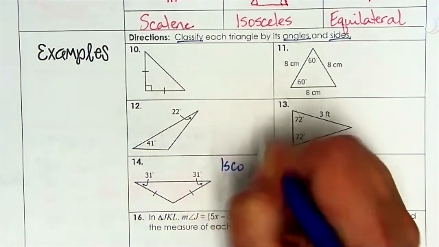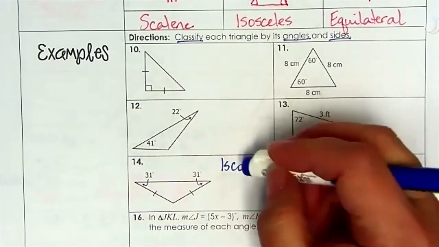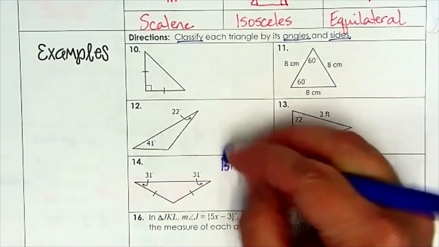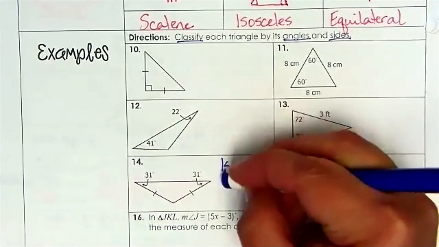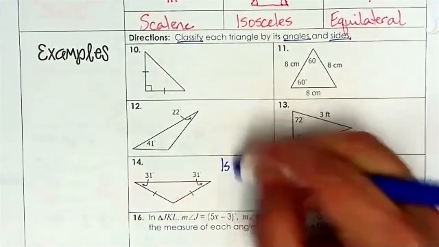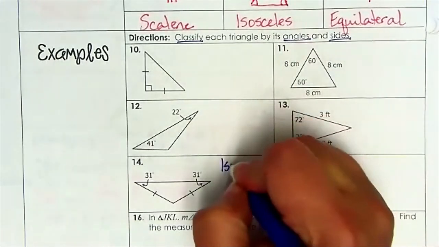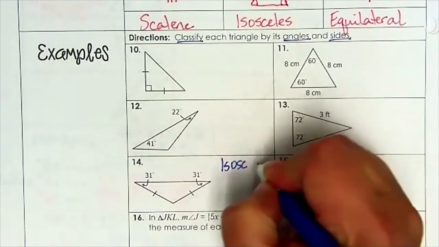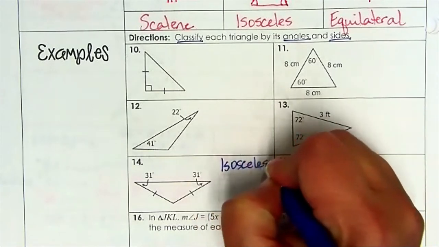I didn't spell that right. As long as I can tell what you're spelling and understand what you're spelling, it's got to somewhat make sense. I am not an English teacher, so isosceles.